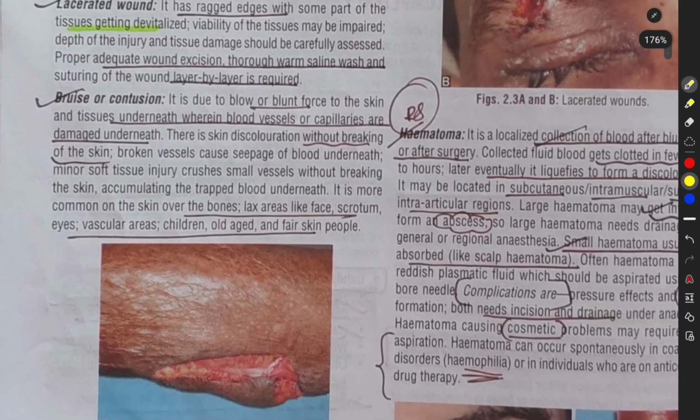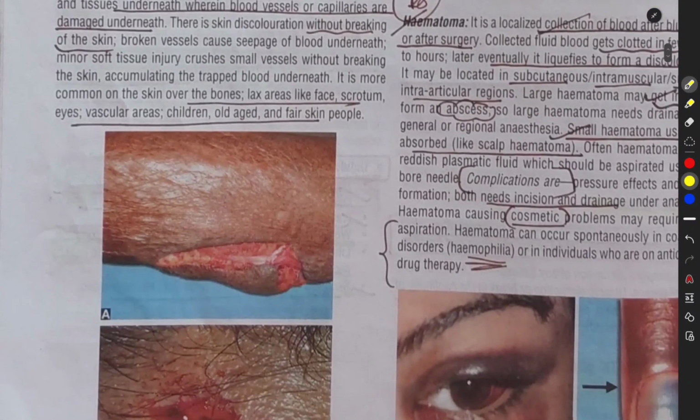It is because of any blow or blunt force to the skin and tissue underneath, wherein the blood vessels or capillaries are damaged underneath. Because the blood vessels are damaged, there will be skin discoloration. It can usually be seen on the lax areas of the face, scrotum, eyes. Bruises and contusions are prominently seen in children, old age and fair skinned people.